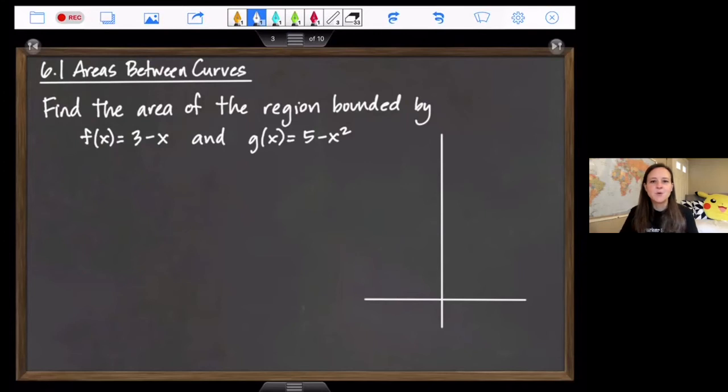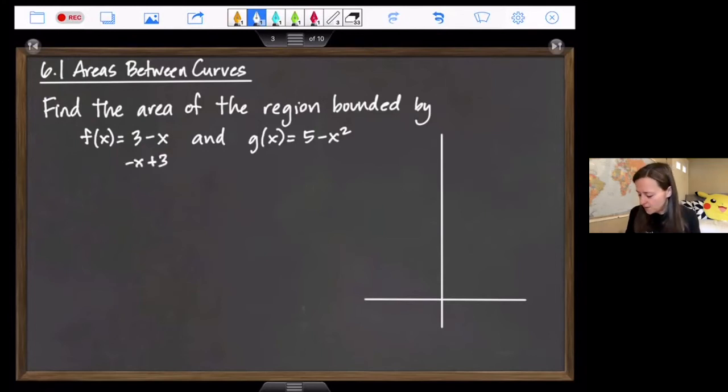Just like our last example, I'm going to start off by drawing a graph of these two curves. I've got f of x equals 3 minus x and g of x equals 5 minus x squared. So f of x equals 3 minus x is a line. So this is the line negative x plus 3. That means I've got a y-intercept of 3 and a -1 slope.